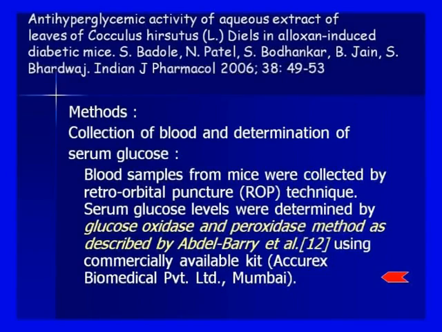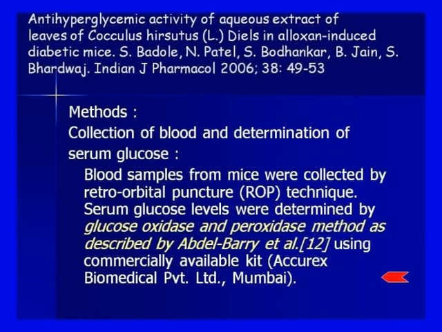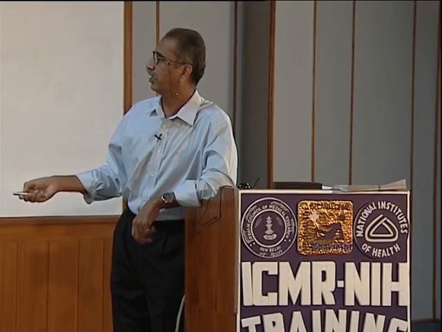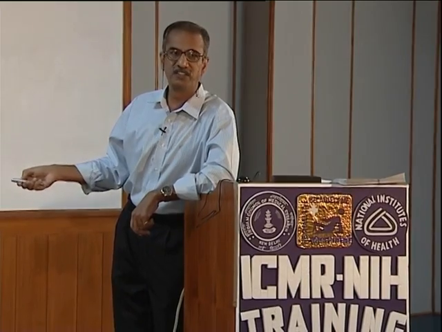See, this paper is from the Indian Journal of Pharmacology. It's an anti-hyperglycemic activity study. And if you see, the glucose oxidase and peroxidase method as described by Abdel and Berry et al. So, this is the method they have used, and for that they have given a reference. They have not given any description, they have not described the method.